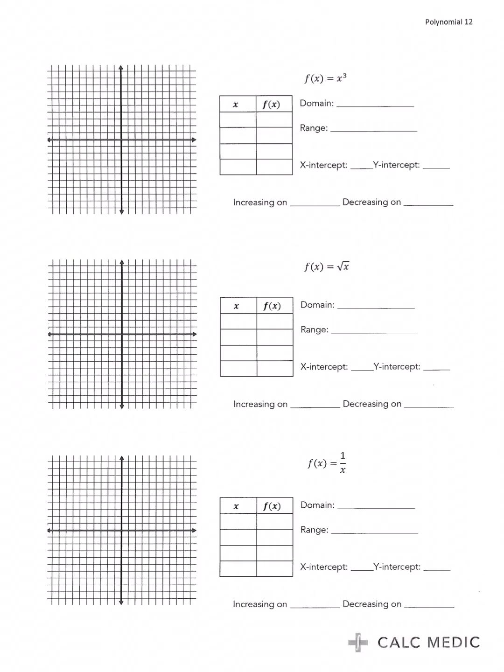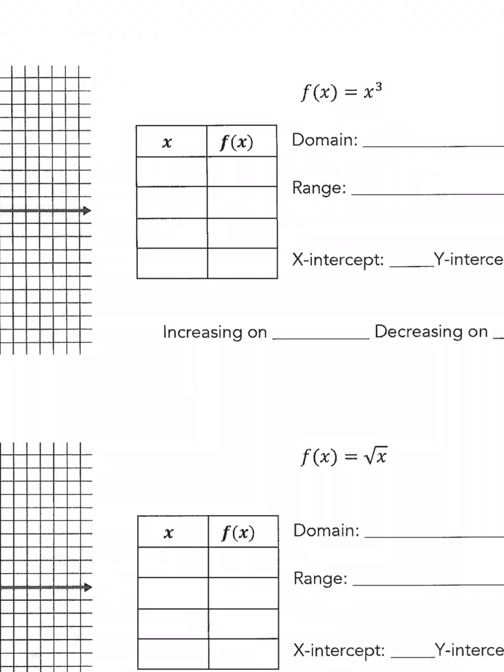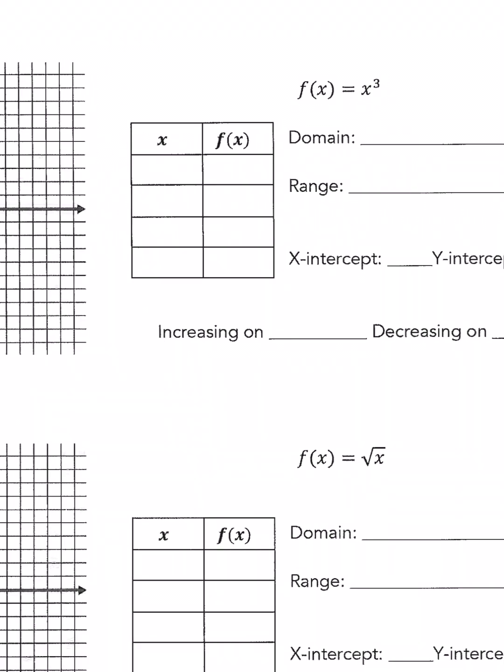All right. Now, f of x equals x cubed. What type of function is this? Cubic. It is a cubic function. Let's plug in some values: -2, -1, 0, 1. Cube -2, what do we get?